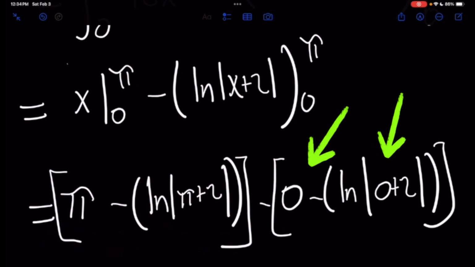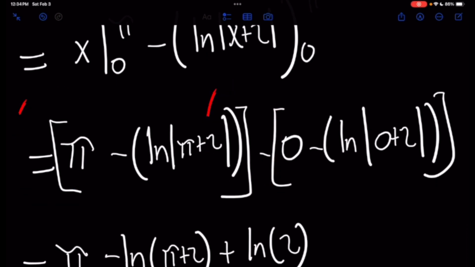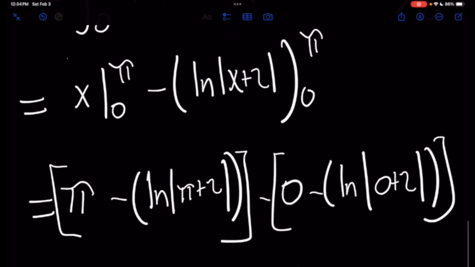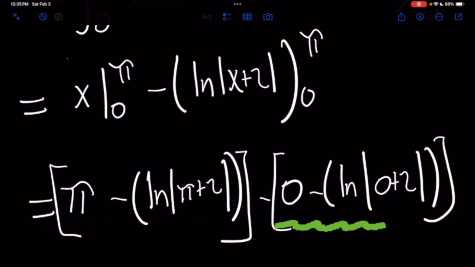I like to make sure I'm using brackets and parentheses properly, because you want to make sure that you don't accidentally add where you end up subtracting and vice versa. So I put brackets around the whole first part, and wherever I see x, I plug in pi. That'll give me pi on the left-hand side when you evaluate x from 0 to pi, minus the natural log of pi plus 2, because for x, I plugged in pi there as well. I put brackets around the whole thing and subtract it from another term that has brackets around it, where everywhere you see an x this time, you plug in a 0.